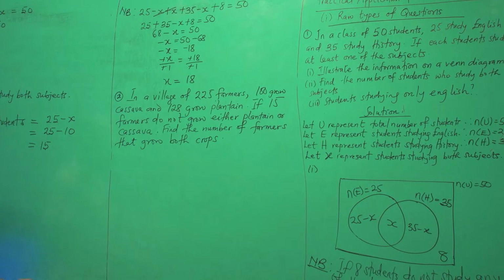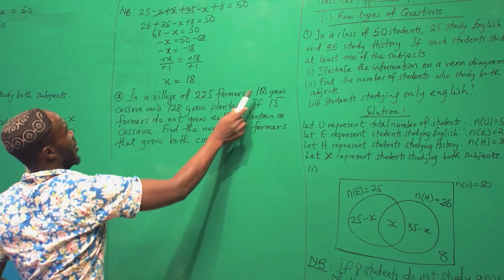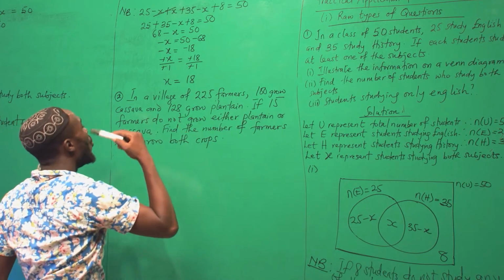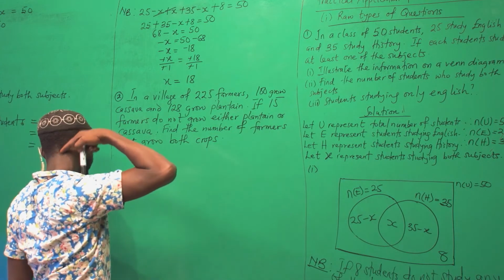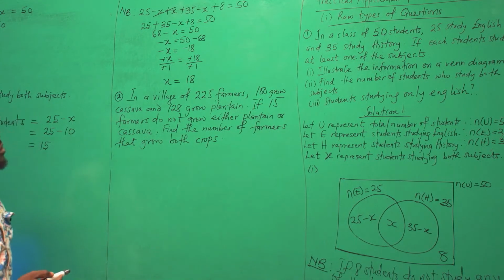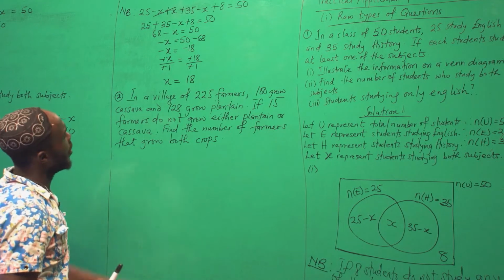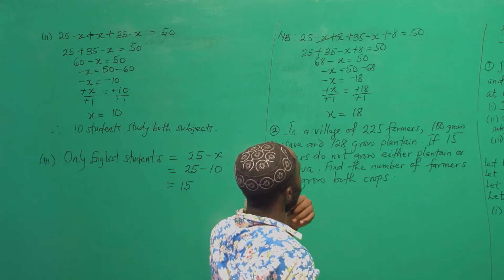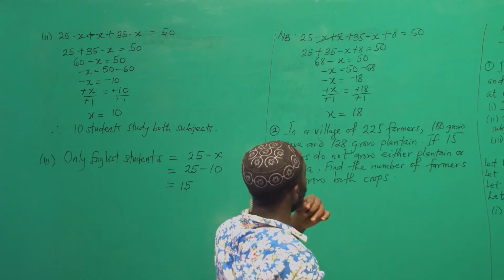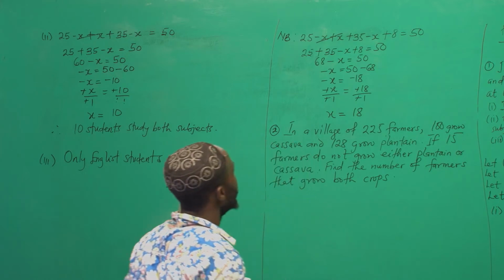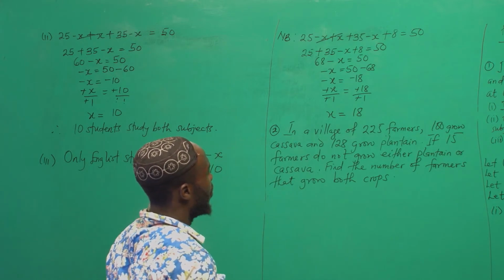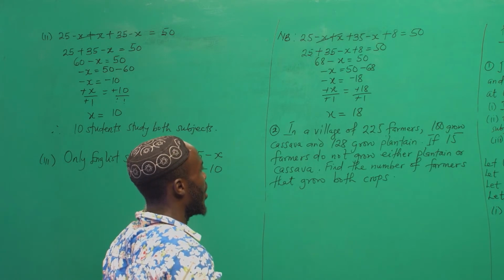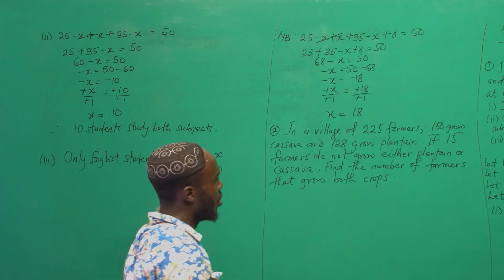So once again, as I said, the rough tactics you must do is to know your answer first before you solve. So when I add this to this, I get 128 plus 100, 228, then plus 15, 243. So if I compare 243 to 225, my difference will be 18. So before I solve, I know that my answer should be 18. That is the farmers growing both crops.